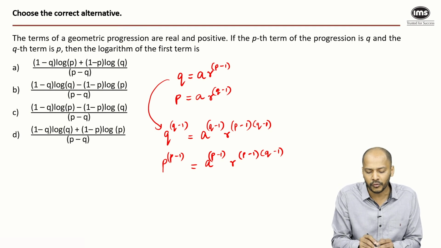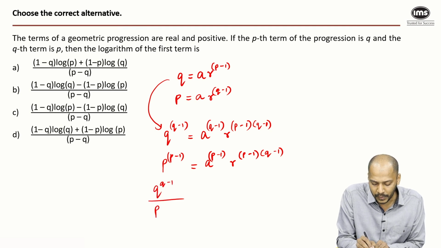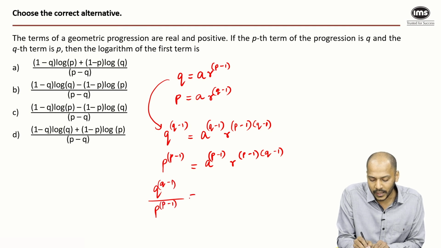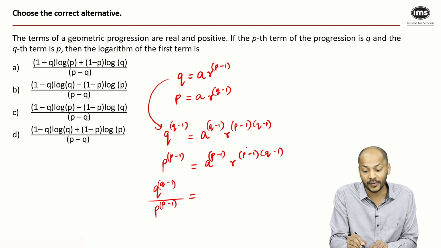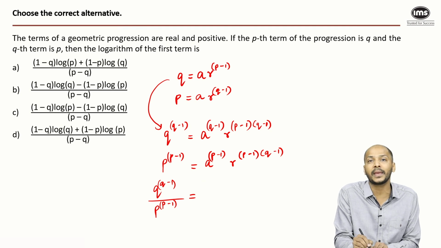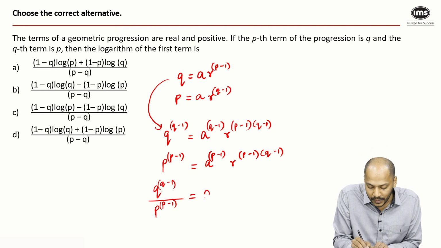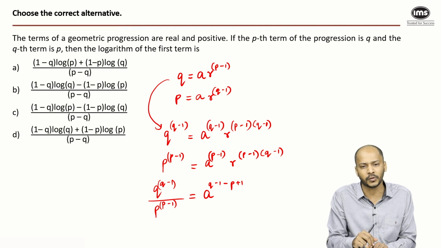Now if you take the ratio of both these equations, you will simply get q upon q minus 1, the whole divided by p upon p raised to the power p minus 1, and on the RHS, r raised to p minus 1 q minus 1 will get cancelled when I take the ratio, and a will have a net power a raised to q minus 1, the whole divided by a raised to p minus 1, that will become a raised to q minus 1 minus p, and minus of minus 1 will become plus 1, because when the powers are in division, you take the difference of the two powers.